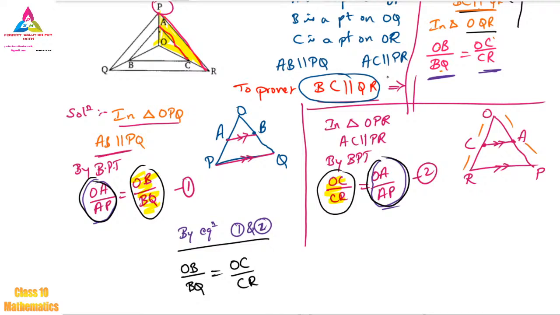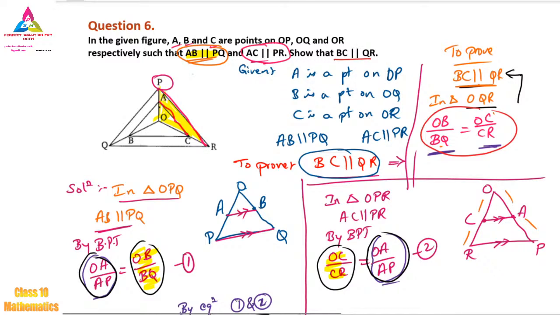Any doubt if you have, you can ask over here. And this is not your answer. Several members have shown me their homework, but I have not got the final answer, because they have not given the final answer. We have proved this: OB by BQ is equal to OC by CR, both sides the same. But what did they actually tell you to prove? See that question.